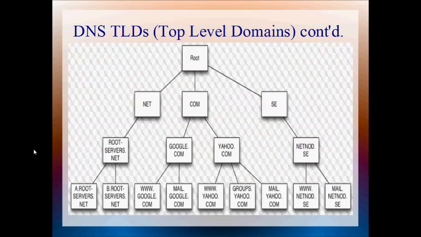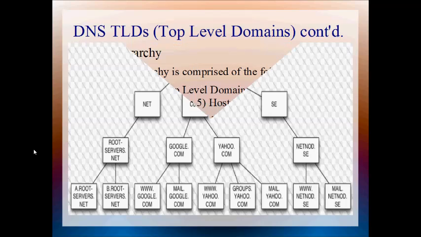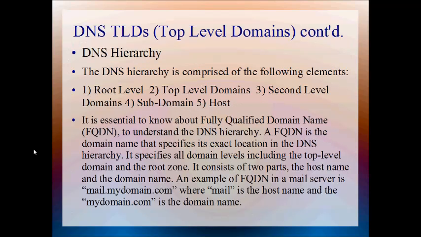This slide shows the DNS hierarchy. The next slide will show some detail about this DNS hierarchy. The DNS hierarchy is comprised of the following elements. 1. Root level. 2. Top level domains. 3. Second level domains. 4. Subdomain. 5. Host. It is essential to know about the fully qualified domain name, or the FQDN, to understand the DNS hierarchy. A FQDN is the domain name that specifies its exact location in the DNS hierarchy.